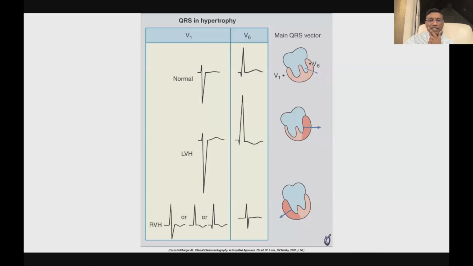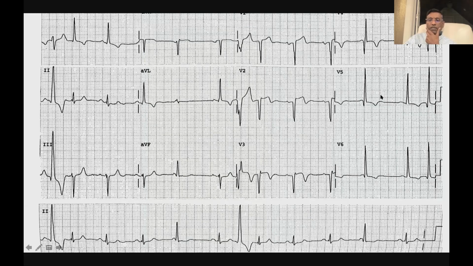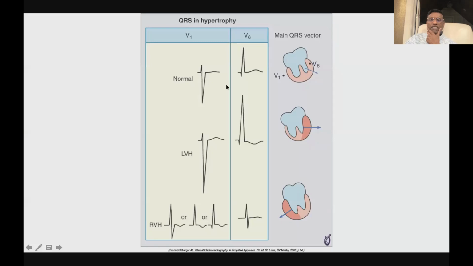So LVH, we wanted to talk about a little bit. I just put this in as a reminder to myself. If you have left ventricular hypertrophy, all your left-sided leads, V5, V6, 1, and AVL, are going to see a dominant activation coming towards them. And so you'll get all these prominent leads here, and activity going away from V1 and V2. So you'll get dominant negative in V1 and V2.